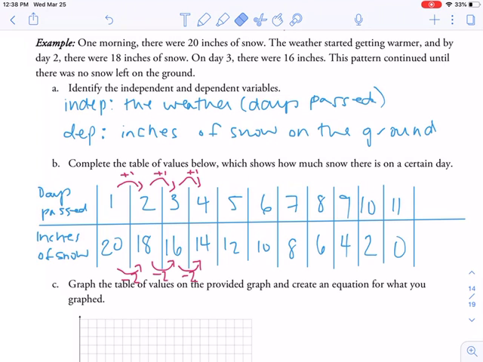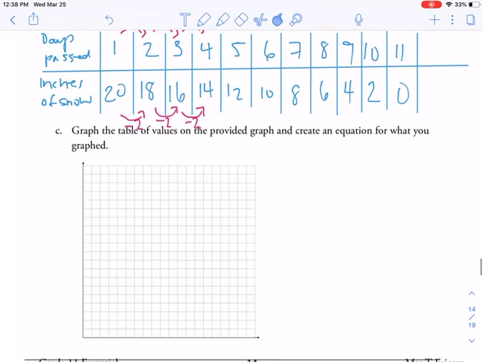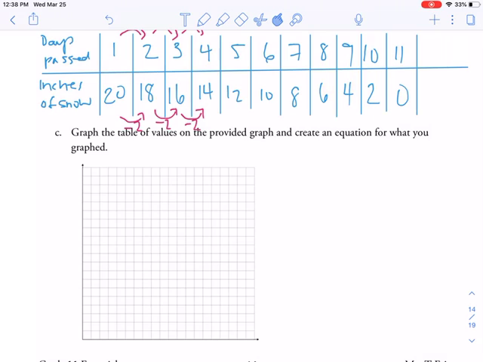Okay, so then I'm going to take a look here. It says graph the table of values on the provided graph, right? So on this coordinate plane that I've provided, and then we're going to create an equation. So creating an equation you did in grade 9, and if you are having trouble with it, let me know. I have a couple worksheets on creating equations that you guys can practice off of, that I can just upload them onto our Teams. So let me know if that would be helpful.